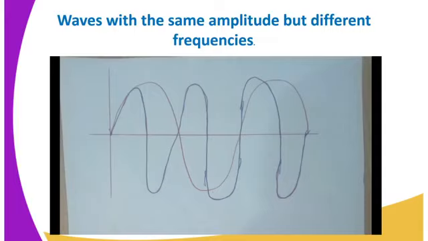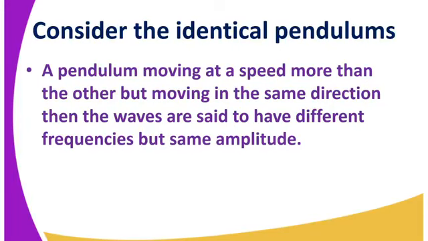In the same case, I want us to consider identical pendulums, where you have two pendulums. A pendulum is a bob mass which is suspended using a string and allowed to swing freely. We are told that one pendulum is moving at a speed more than the other, but moving in the same direction, so the waves are said to have different frequencies but the same amplitude. This gives us the illustration of waves with the same amplitude but different frequencies. These two pendulums are moving at different speeds, but towards the same direction. Therefore, the pendulums are said to have the same amplitude but different frequencies.